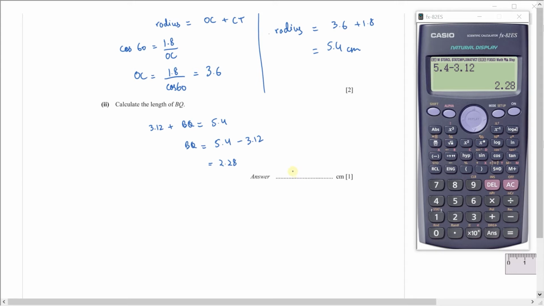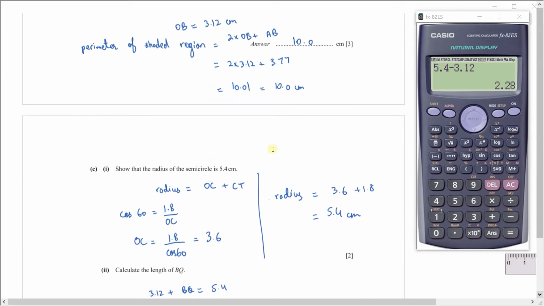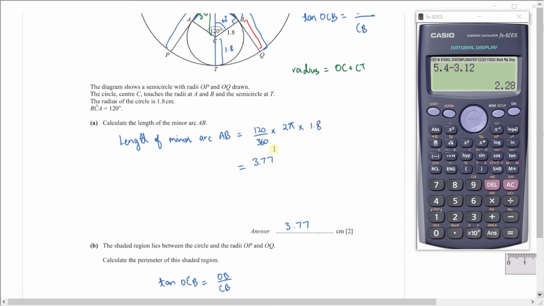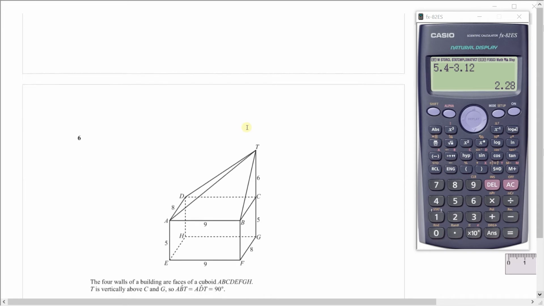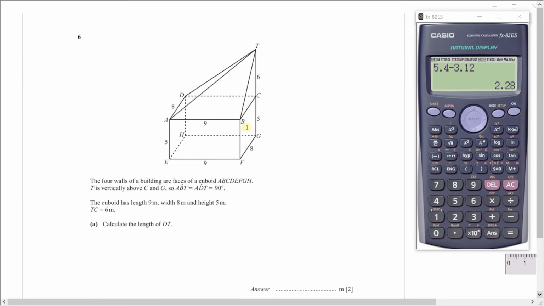So your BQ length here is 2.28 centimeters. So that's how you will solve this question. So let's move on to question number 6. The four walls of a building are faces of a cuboid.